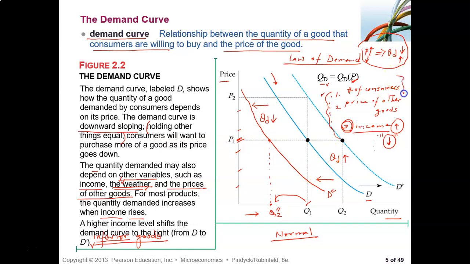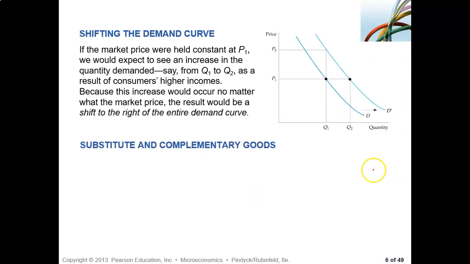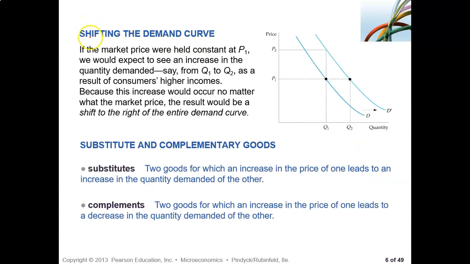Alternatively, a change in any other of these factors, the non-price determinants, will shift the demand curve. If demand increases, the curve will shift to the right. If demand decreases, the demand curve will shift to the left. Now, shifting the demand curve. If the market price were held constant at P1, we would expect to see an increase in the quantity demanded, say from Q1 to Q2, as a result of higher consumer income. So price is P1, fixed, and the demand curve goes from D to D prime, right?